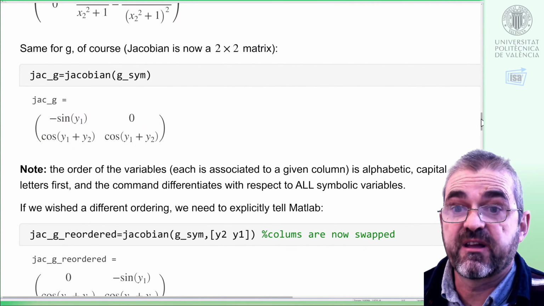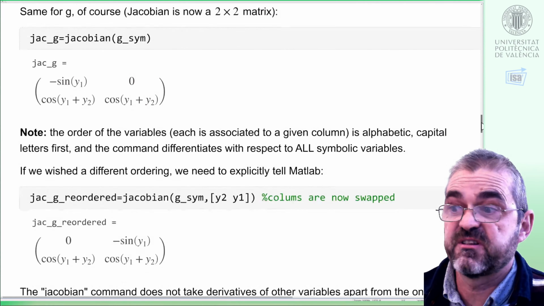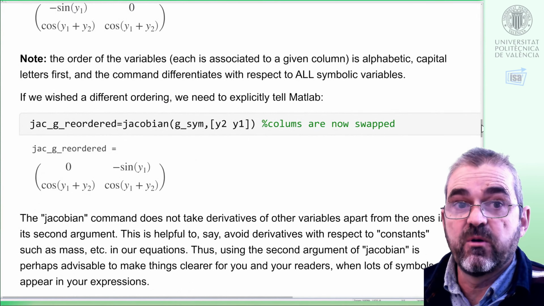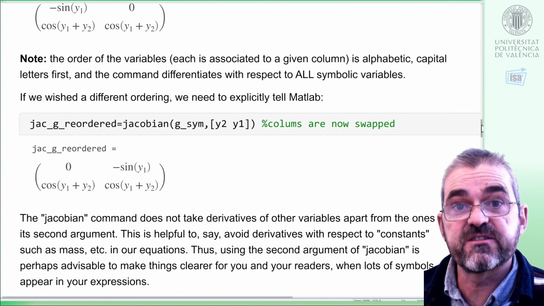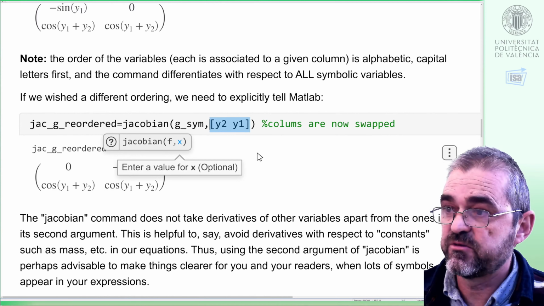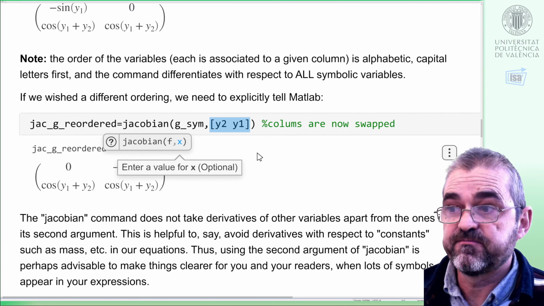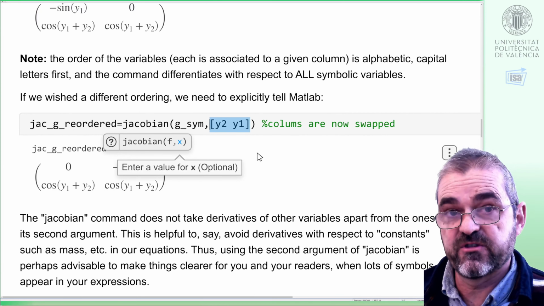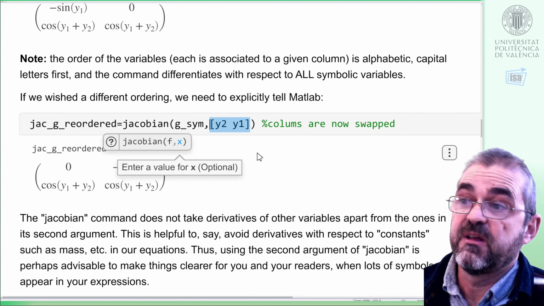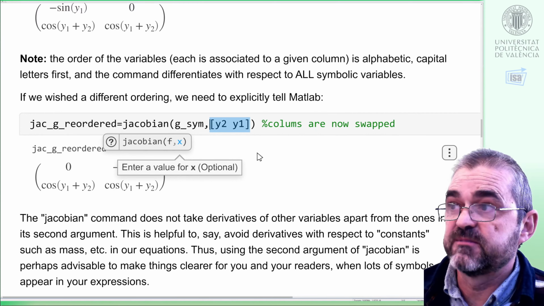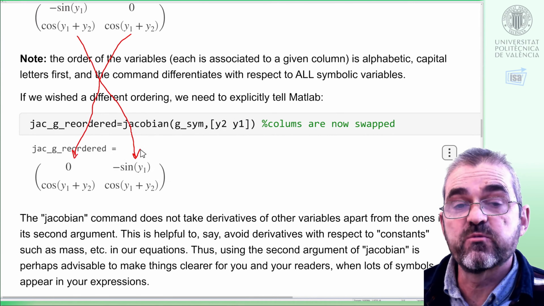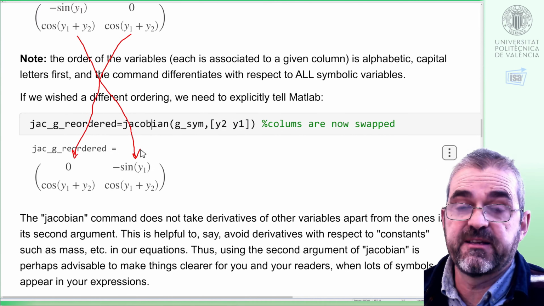As the order of the columns and the arguments of a function is actually arbitrary, if we wish a particular order in the columns of partial derivatives, we can enter a second argument to jacobian, telling it which partial derivatives go to the first column, in this case, the derivative with respect to y2, and which one goes to the second column. So in this case, you can see columns are swapped with respect to the default ordering.